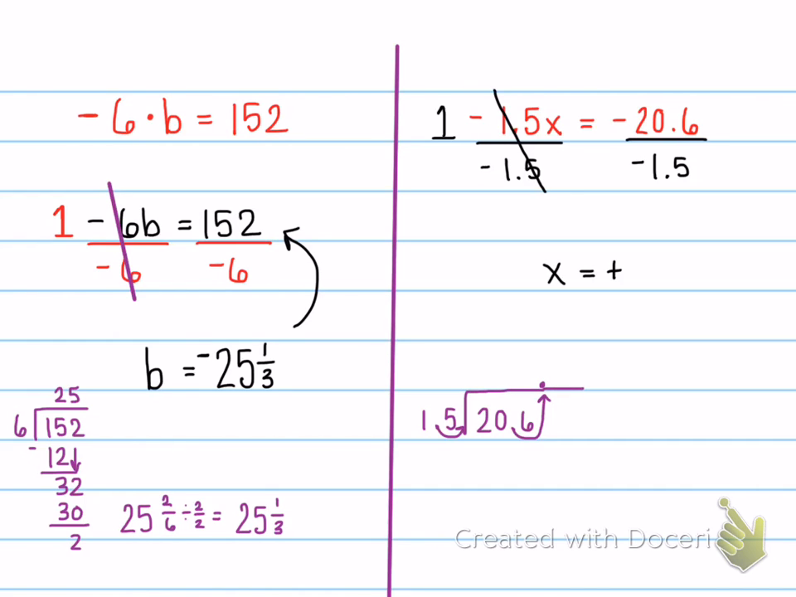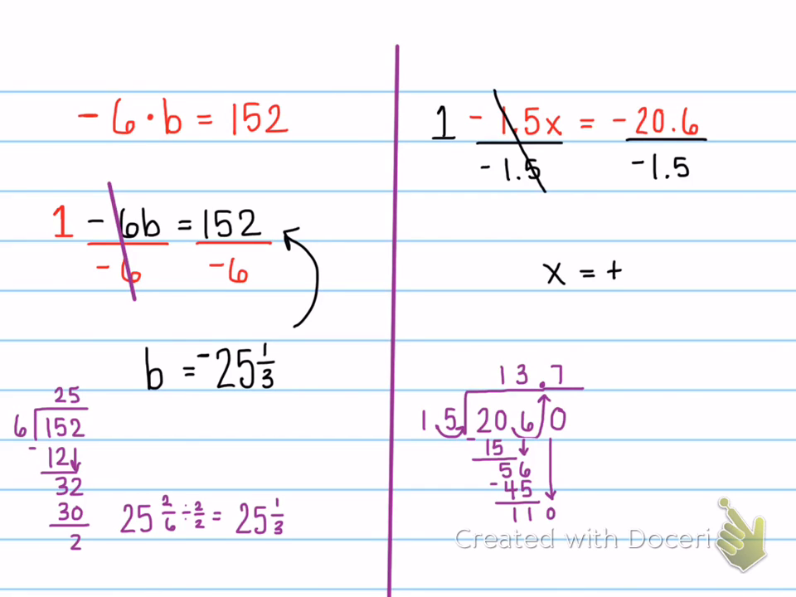15 goes into 20 one time. That's 15. Subtract, I get 5. 15 goes into 56 3 times. That's 45. Subtract, I get 11. And now I'm moving to the other side of the equals. I'm doing 15 into 110. I know that that is 7.